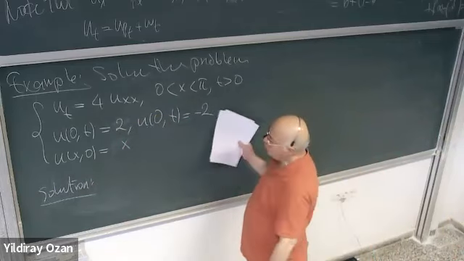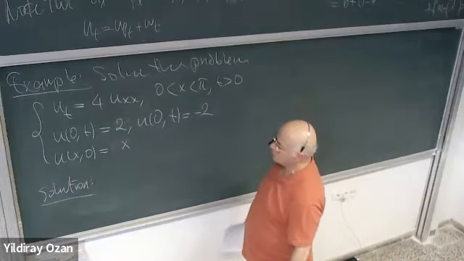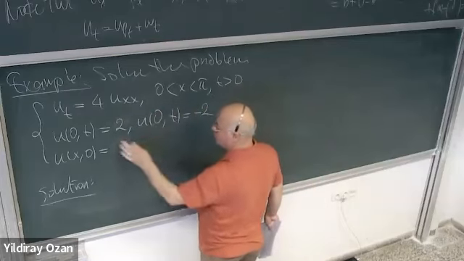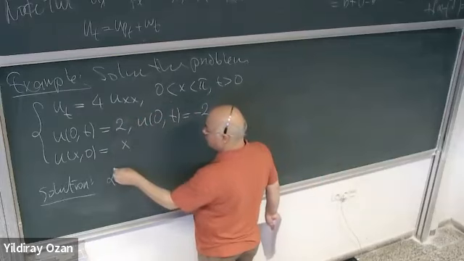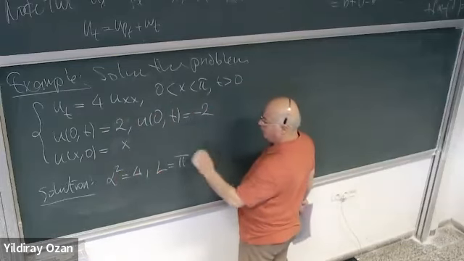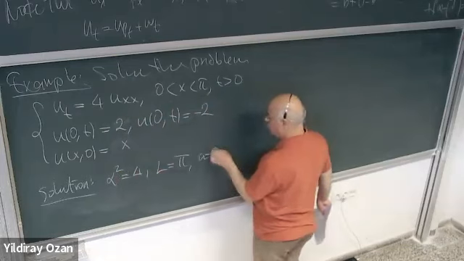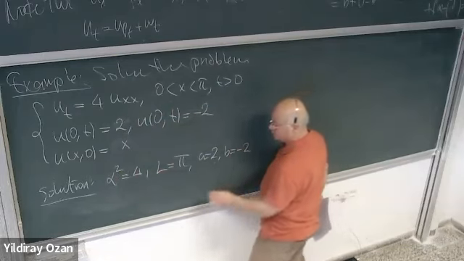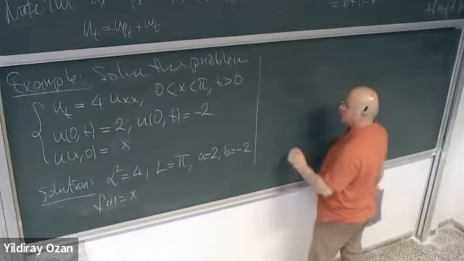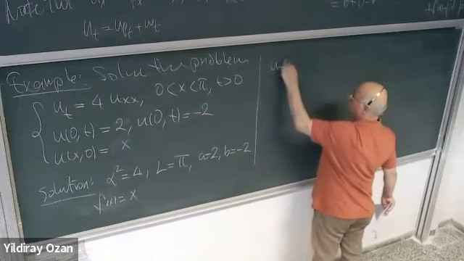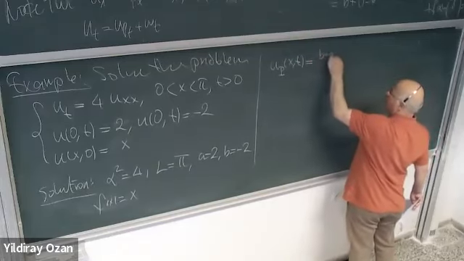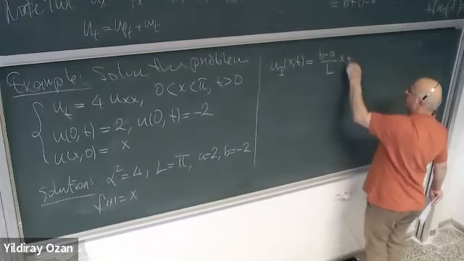Now what will we do? This is a non-homogeneous boundary condition problem. So first we need to determine all the constants involved in this equation. For example, alpha squared is 4. L is pi again. A is just 2. B is minus 2. And f of x is equal to x. So I can write down the particular solution right away.